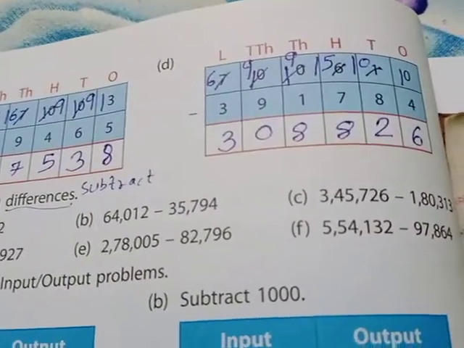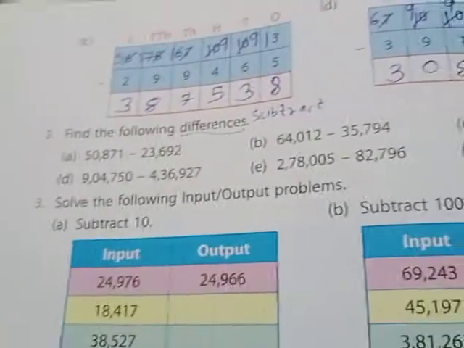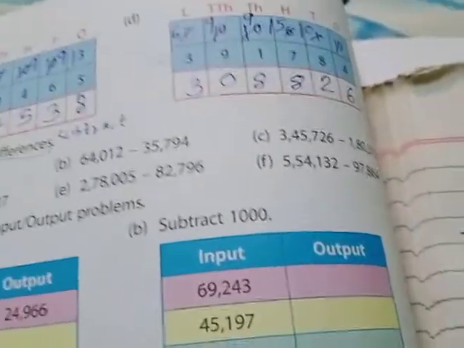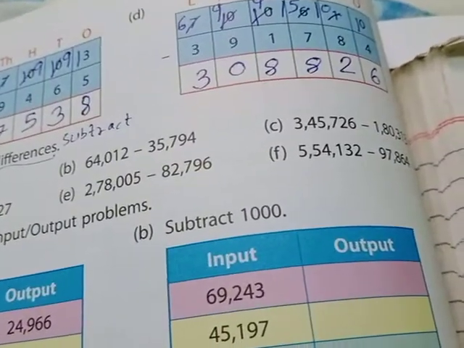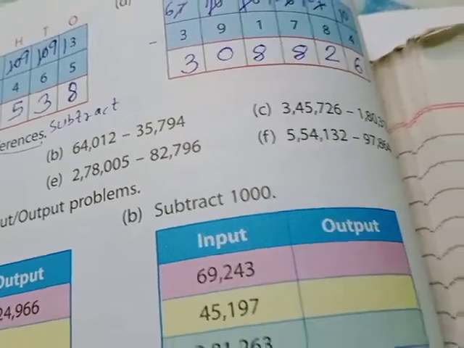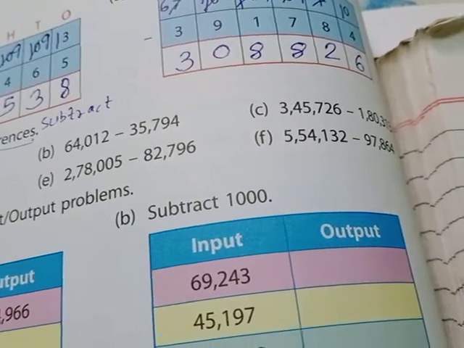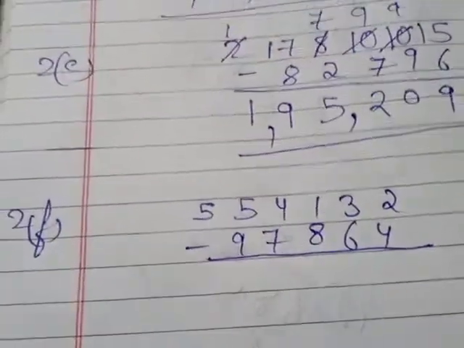Then I'll do the last one also for you, 2F. Then B and D you will complete on your own. Okay, 2F I'm doing here. Pay attention. 554,132 minus 97,864 like this. I have noted down the question here.